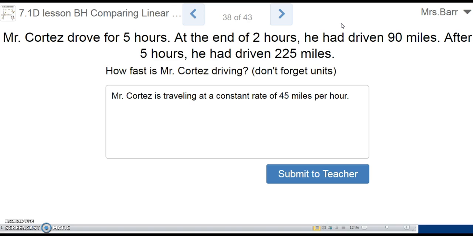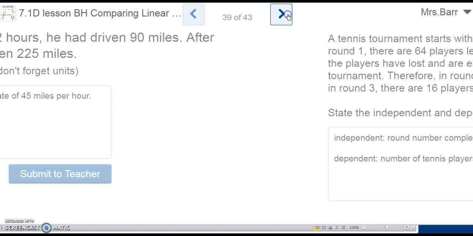Slide 38. Taking a look, how fast is he driving? Mr. Cortez is traveling at a constant rate of 45 miles per hour. Make sure you have that word constant rate in here so we can describe this relationship as being linear.